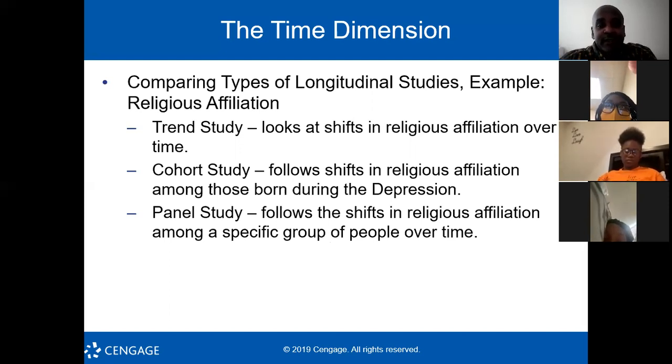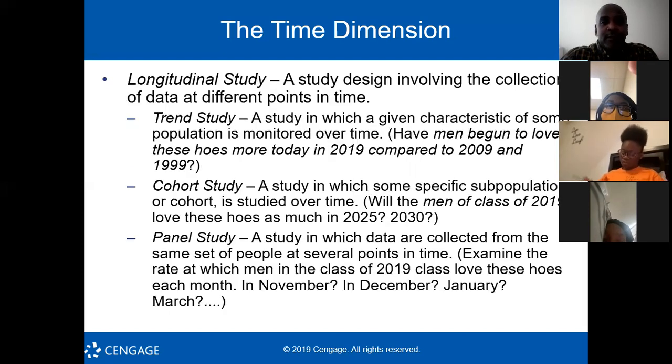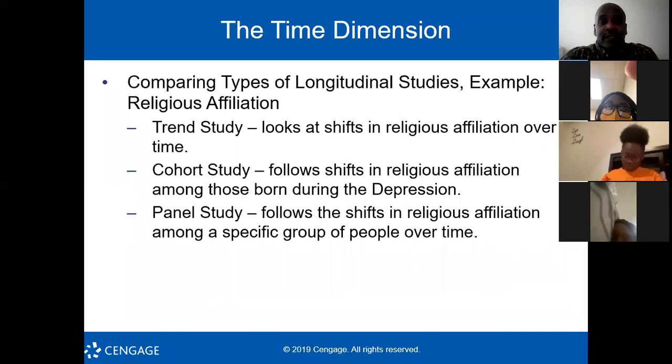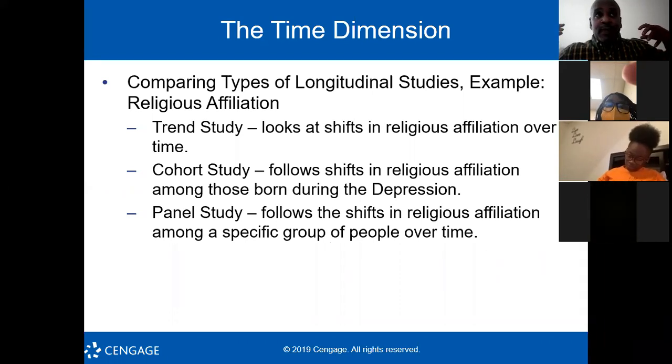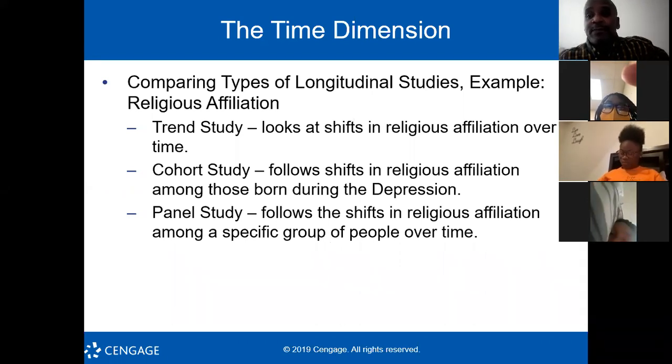We can look at trend studies. Again, trend studies are where you study a given characteristic, and we look at a simple question: what was the level of people's religiosity in 1970 compared to 2020? We might look at cohorts, people that were going to church in 1970, and check in and see their church attendance in 1980 and 1990, the same group of people. Then a panel study just follows the shifts in religious affiliation amongst a more specific group of people over time, not just people within the cohort per se.